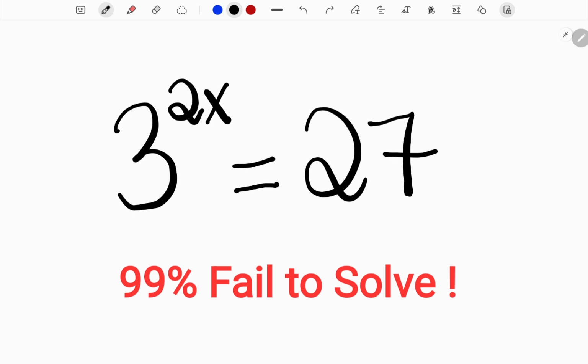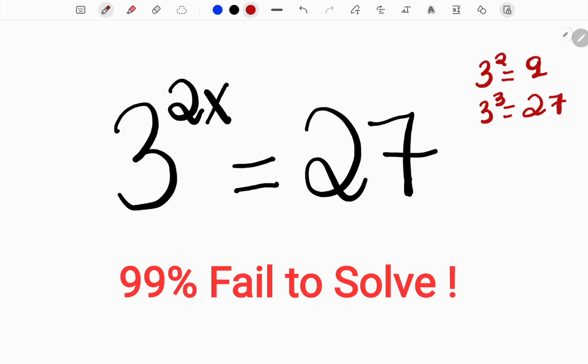Firstly, let's recall some basic properties of exponents. When we work with exponents, we're dealing with numbers multiplied by themselves a certain number of times. For instance, if the base is 3, 3 raised to the power of 2 equals 3 times 3, which results in 9. Similarly, 3 raised to the power of 3 equals 3 times 3 times 3, resulting in 27.